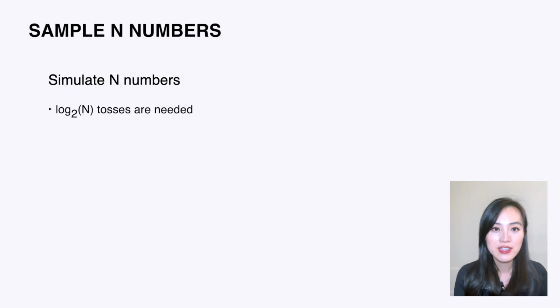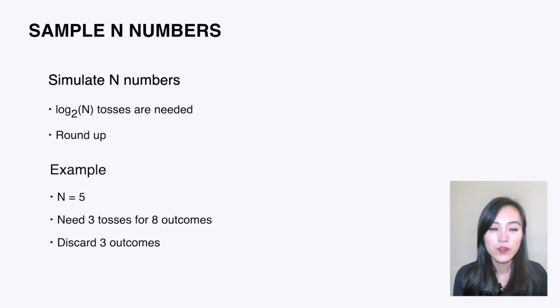One caveat is that the log base 2 of n may not be a whole number, so we need to round it up in cases like this. For example, if n is 5, we need 3 tosses in a row to get 8 distinct outcomes, and we have to discard 3 outcomes.